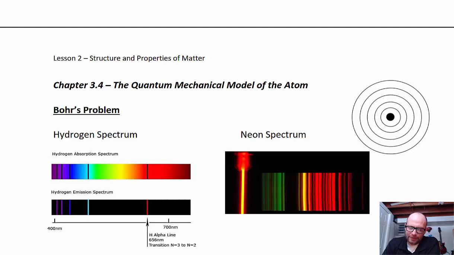So in our last lesson, what we were talking about was the hydrogen spectrum and how that actually relates to what we have over here, which is the Bohr diagram of the atom. And I said, yeah, it works spectacularly well, but only for hydrogen, which is a little bit unfortunate.